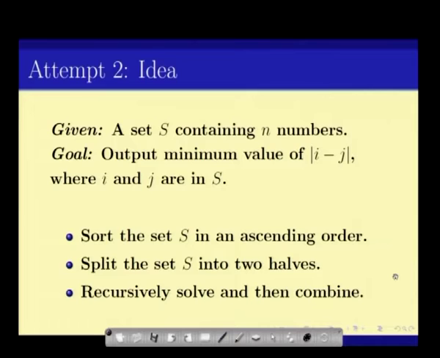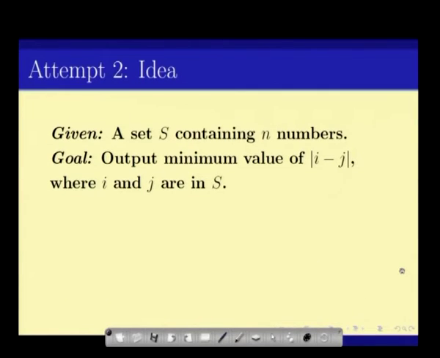Again we have to go back to our divide and conquer approach, which will help us to do better. So, what is the idea? The idea is, first of all, sort this set S in ascending order. Then we split this set S into two equal halves, and we somehow solve it recursively for each of these halves, and then we combine it carefully. So, let us see it by an example.